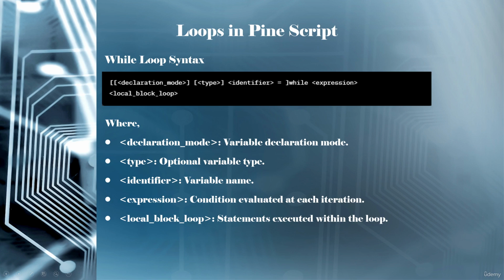Changes to the condition inside the loop impact the next iteration. So inside of this while loop, where the local block loop is executed, some changes normally happen in certain variables that affect the expression that is calculated before the next iteration. The loop stops when the condition becomes false. The condition is within this expression.